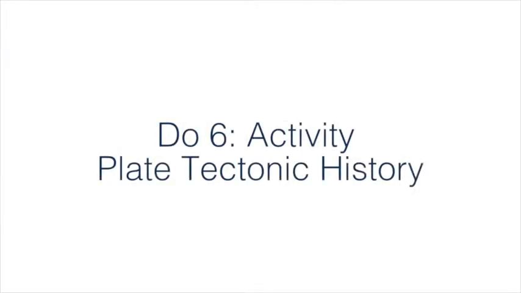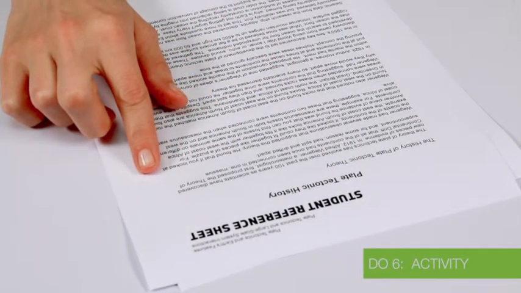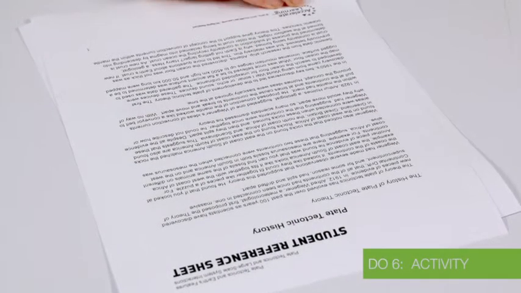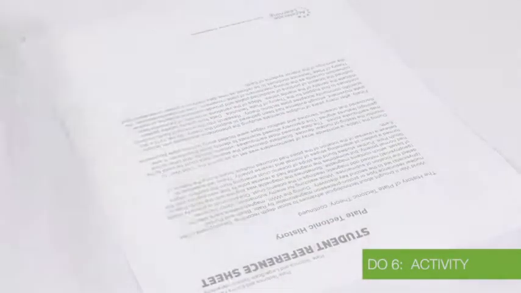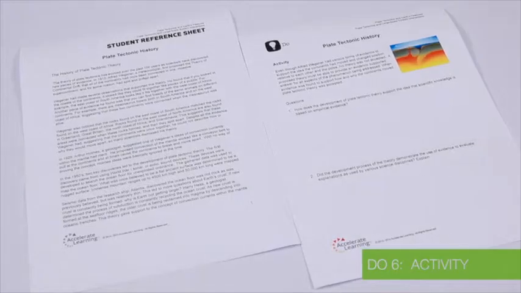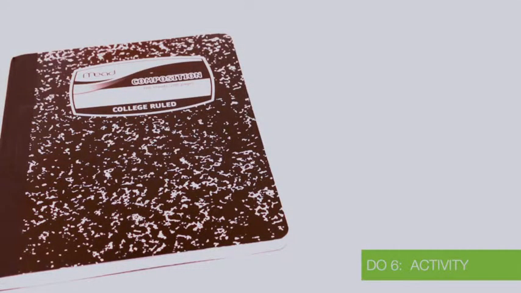Do 6 activity, Plate Tectonic History. Students read a text and discuss the roles of evidence, technology, various fields of science, and engineering in developing the theory of plate tectonics. For this activity, you will need the student handout, Plate Tectonic History. Students will also need their lab journal.